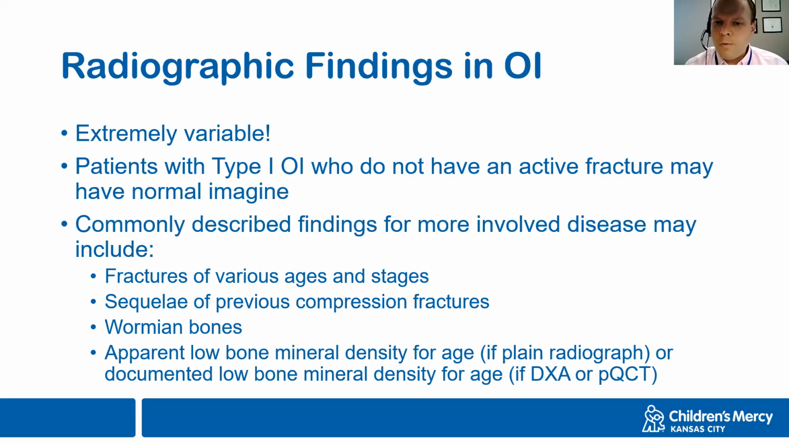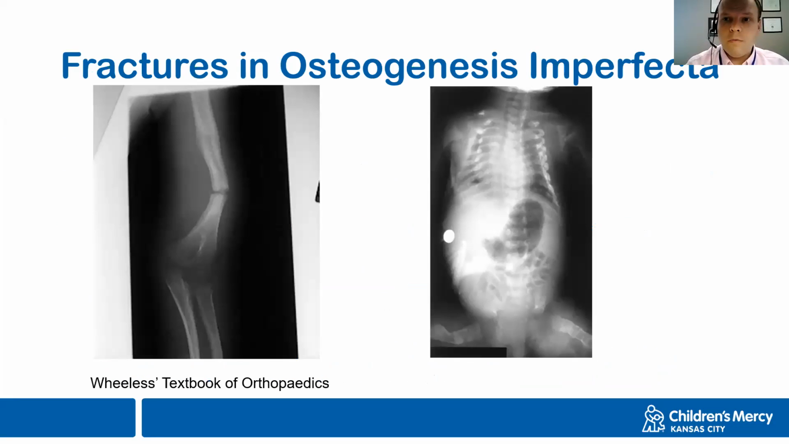They may have small bones interdigitized within the plates of the skull, and they may have apparent low bone density for age. And this is if it's on plain radiograph, because you're not really going to accurately assess bone density on plain radiograph. Or if the patient has DEXA or pQCT, some sort of densitometry, you may actually document that low bone mineral density for age, which can be helpful in substantiating the diagnosis. Again, not perfect, but it can really be helpful.